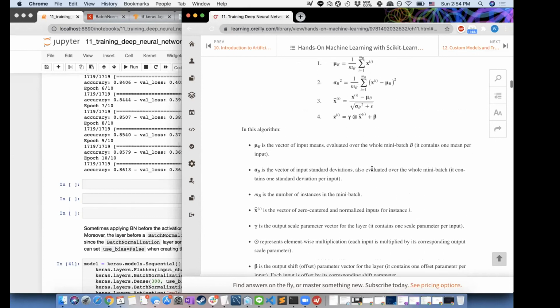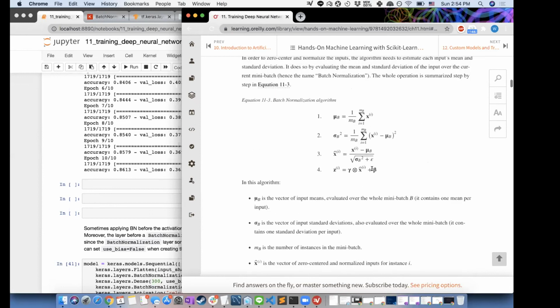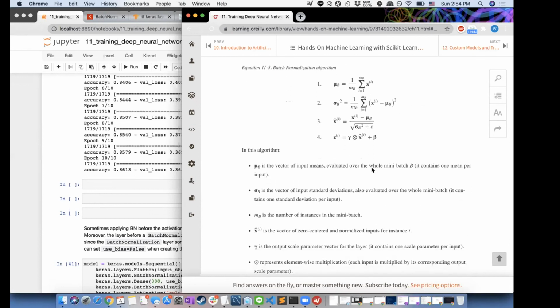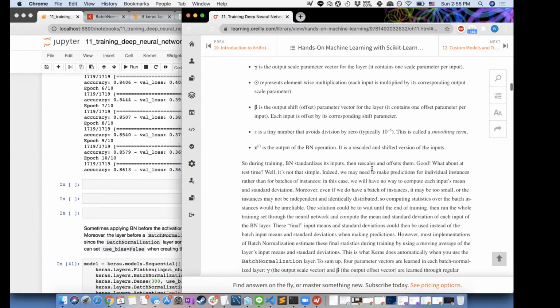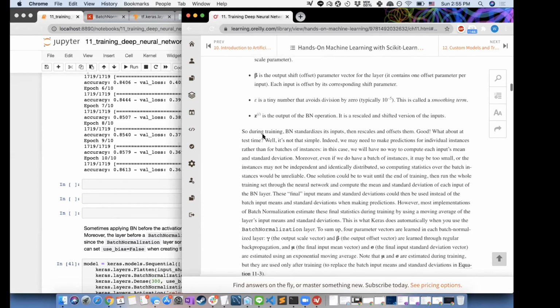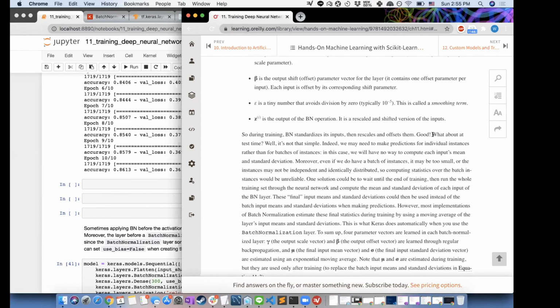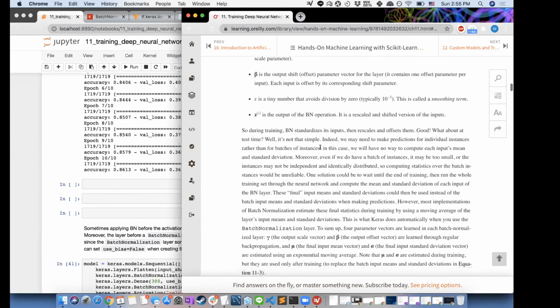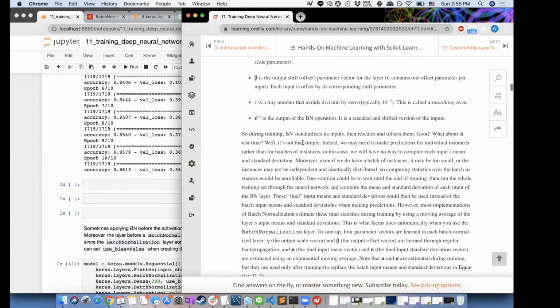Awesome, go ahead. So I wanted to know, how do we calculate the mean and standard deviation during test time, like when we have just one example? So what do we do in that case? I think it mentions during training, BN standardizes inputs. Okay, I didn't really read this. You carry over the training values and use them. And what about at test time?